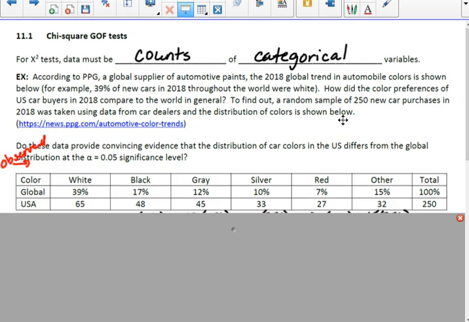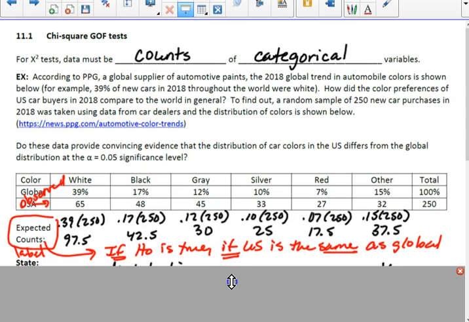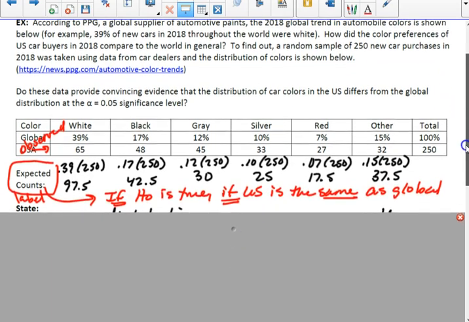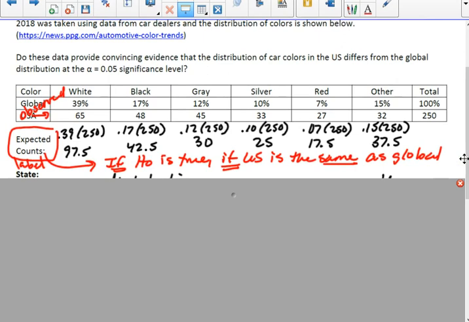So we took a random sample of 250 new car purchases in 2018 using dealer records and found this color distribution out of the 250 cars. These are known in chi-square tests as the observed counts, the counts that we get from our sample. Now we also want to calculate what's called the expected counts. The expected counts are the counts for each category that we would expect to get if our null hypothesis was true, in this case, that the global distribution and the U.S. distribution of colors were exactly the same.